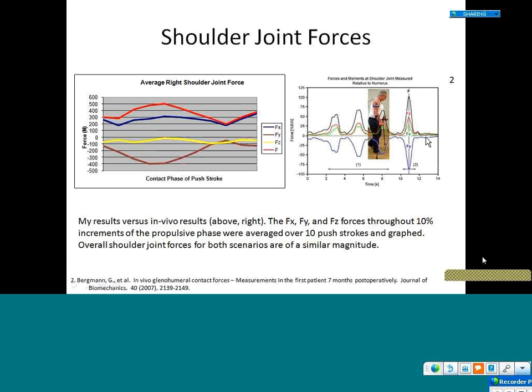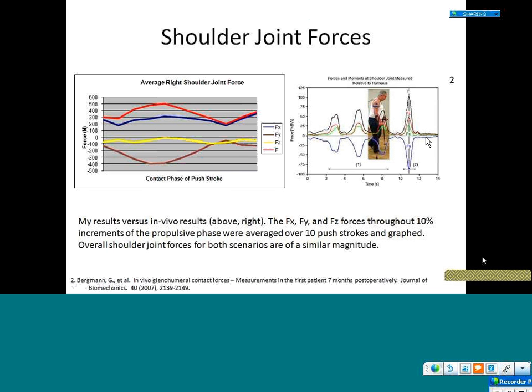So in quantifying these magnitudes, we get a graph like the one on the left. There's a couple graphs here. I'm going to focus on the left one for a minute. And again, this is the result of averaging 10 push strokes. I'm looking at 0, 10, 20, 30% of the push stroke. I've normalized the push stroke, and I'm averaging the Fx, Fy, Fz, and the resultant force, and I get an output like this.